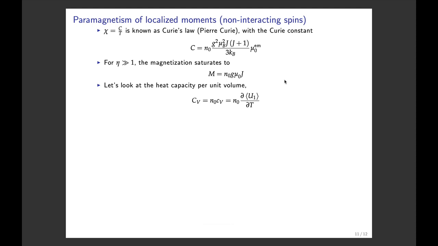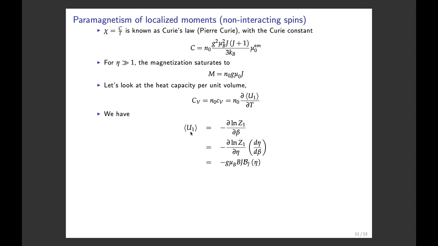And of course, the other very interesting thing to look at once we have this is what's called the heat capacity. In fact, we'll look at the heat capacity per unit volume. That's just the number of spins per unit volume times the heat capacity, this little c, of a single spin. And the heat capacity is this derivative here, this little c_V. And so it's easy to work that out.